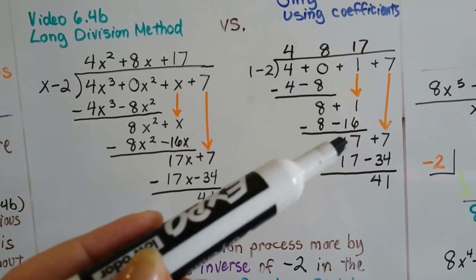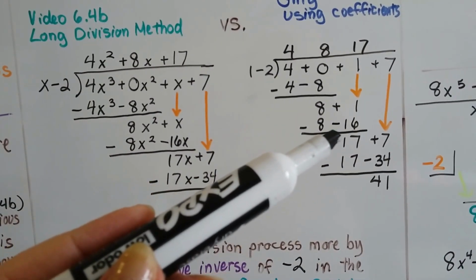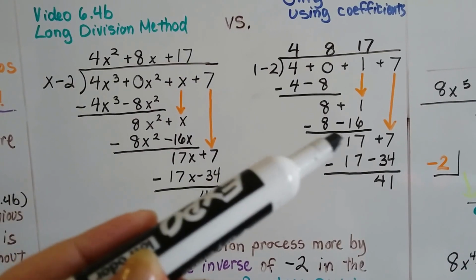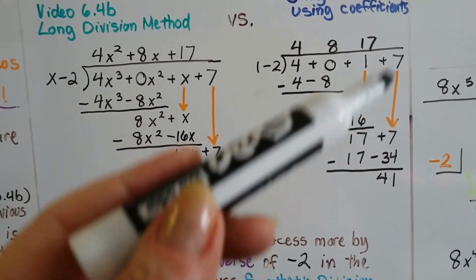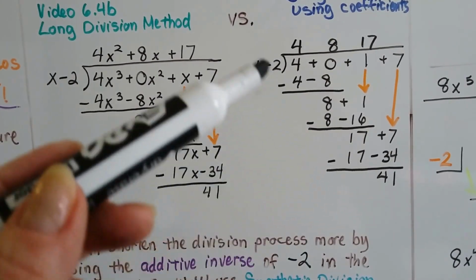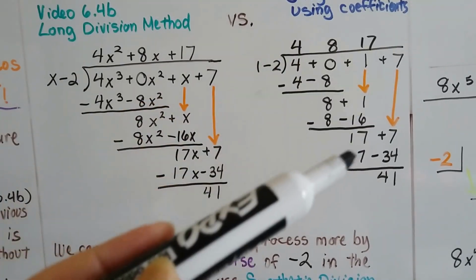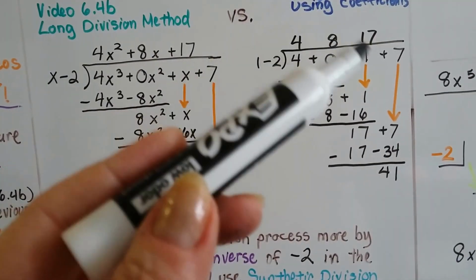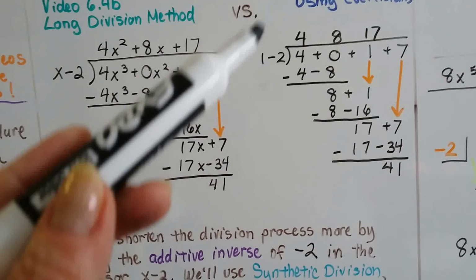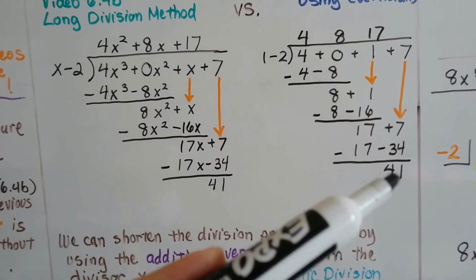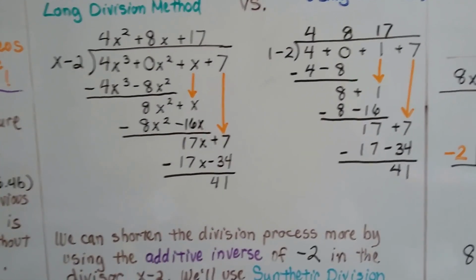That makes a 0 pair. And 1 minus a negative 16 is adding the opposite. So we get a positive 17. We drop down the 7. And 1 goes into 17 times. We multiply them and get our 17, and multiply the 17 by the negative 2, and we get a negative 34. We have a 41 as a remainder.